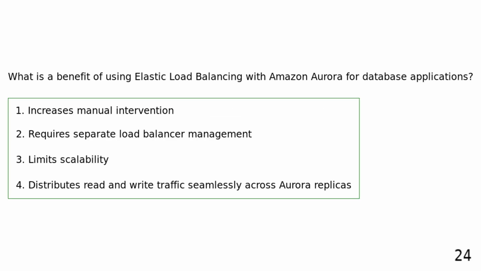What is a benefit of using elastic load balancing with Amazon Aurora for database applications? Increases manual intervention. Requires separate load balancer management. Limits scalability. Distributes read and write traffic seamlessly across Aurora replicas.